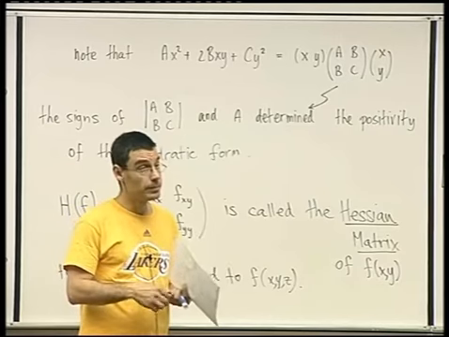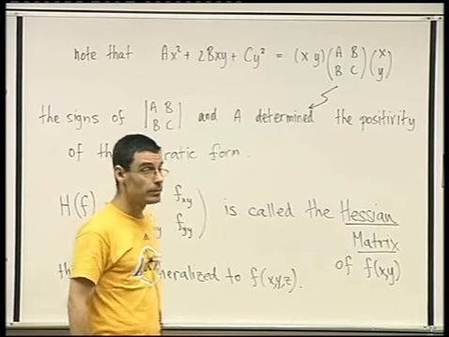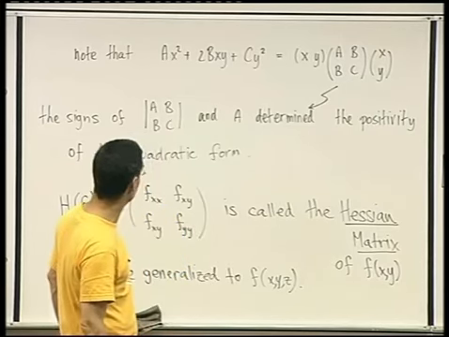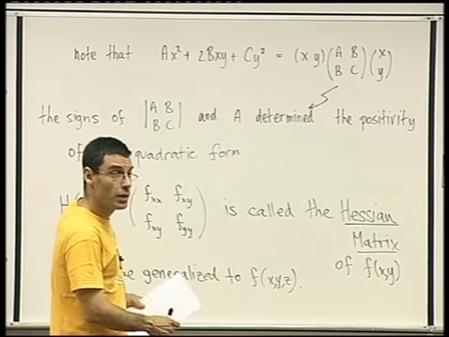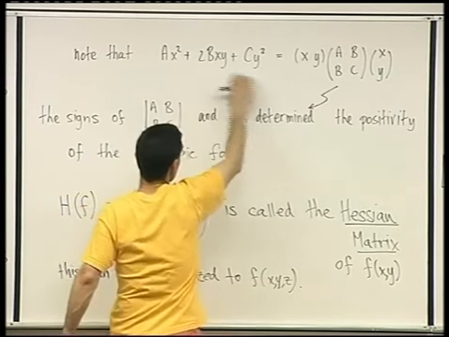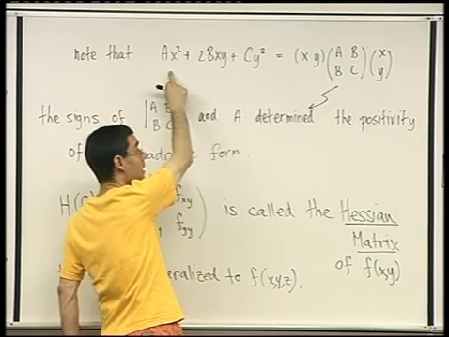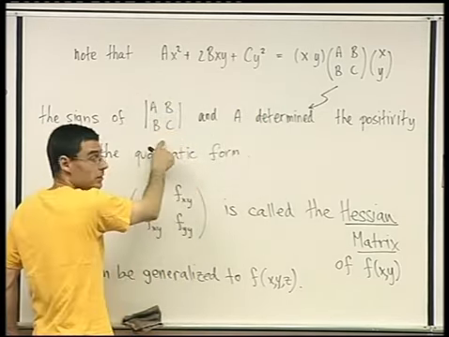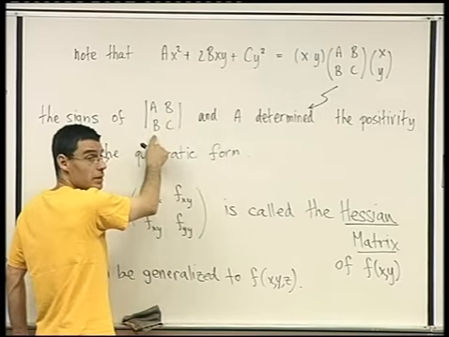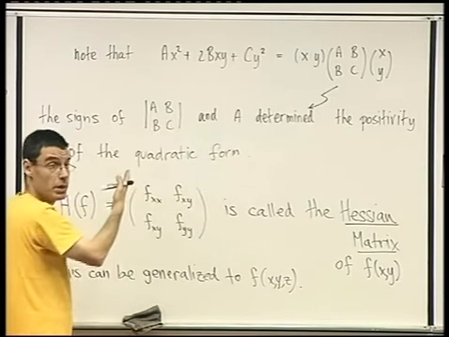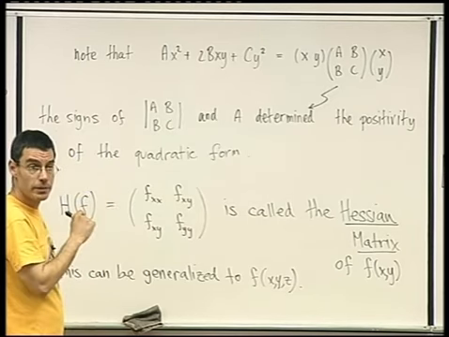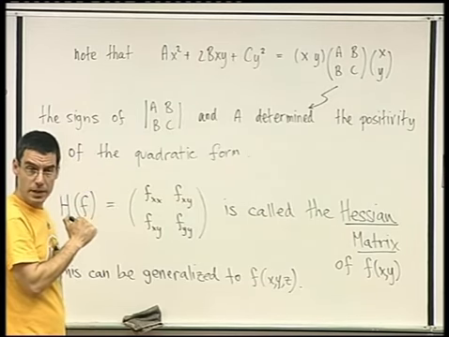Yes? What do you mean that the signs of the matrix and A determine the positivity of the derivative? That's what we saw. The positivity of this thing was determined by the sign of A, whether A is positive or negative, and the sign of this determinant, which is AC minus B squared. That's how we do a 2 by 2 determinant, right? We discussed that. Clear? Good, everybody?